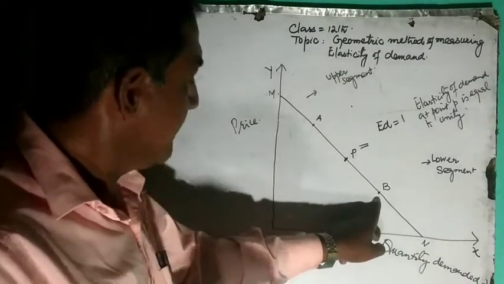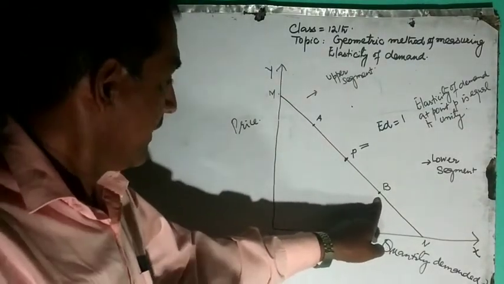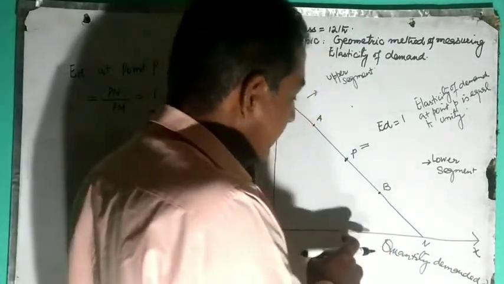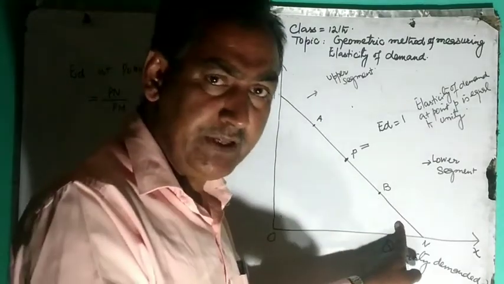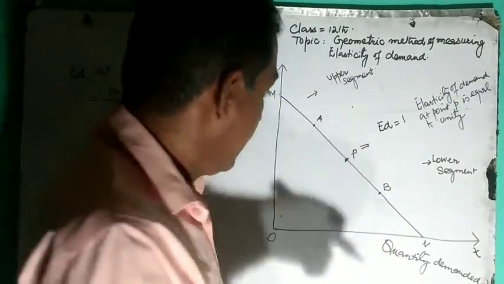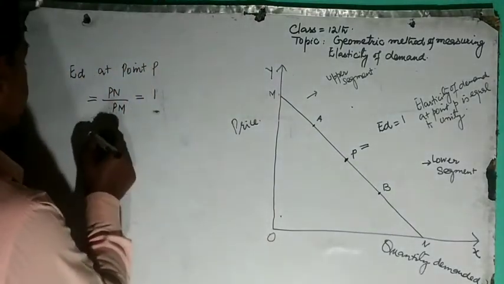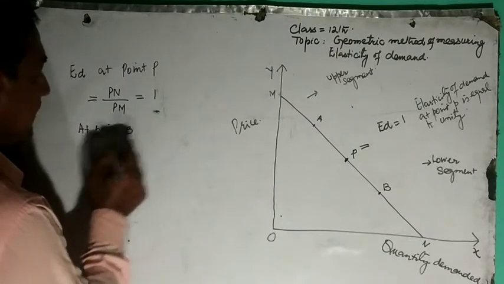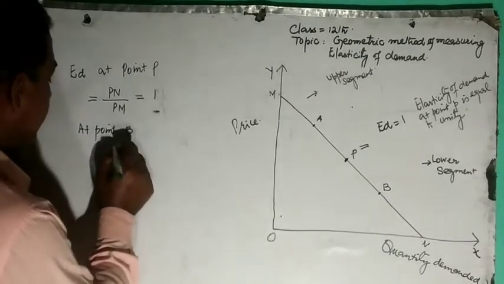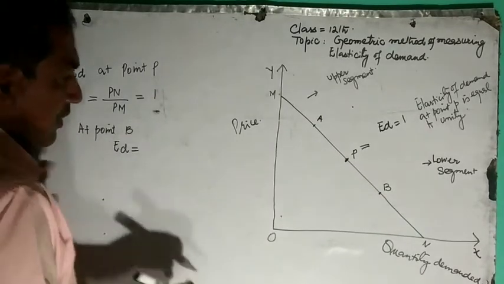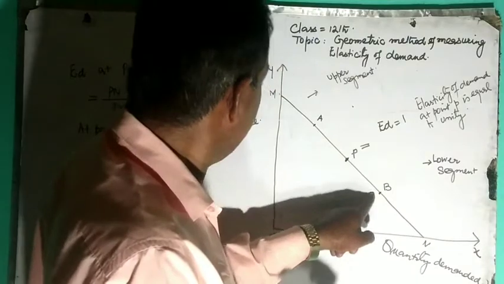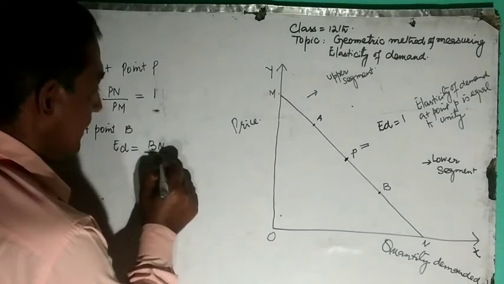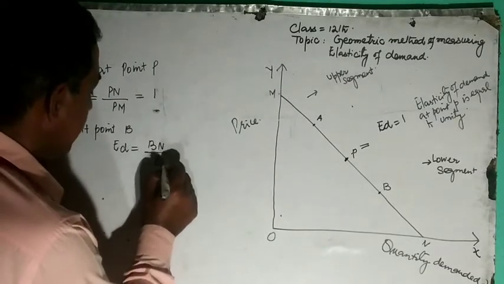Now the second, let us go to point B. The formula for elasticity of demand is this: the lower segment must be divided by the upper segment. At point B, elasticity of demand is then equal to Bn divided by Bm.